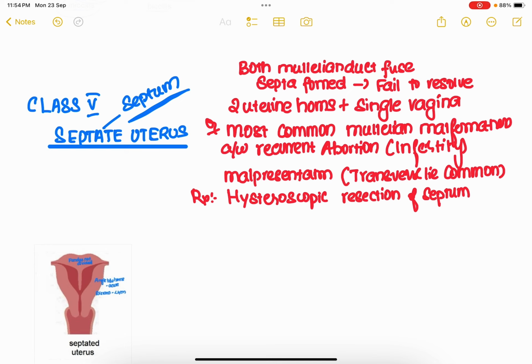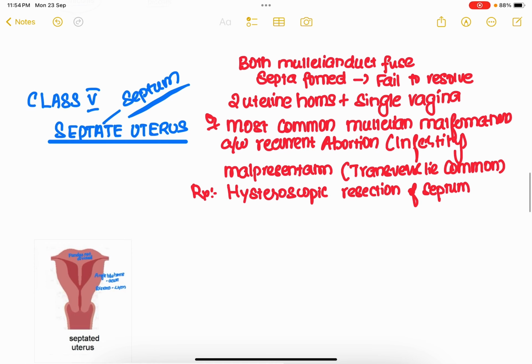But in patients with septate uterus, the problem is that once the septa has formed by around 10 weeks, there is failure of the septa to resolve. Since the septa hasn't resolved, the uterus is going to have two uterine horns. Only when the septa resolves will the uterus be converted into a single uterine cavity. Because of this failure to resolve, two uterine horns will be present, but a single vagina and a single cervix.